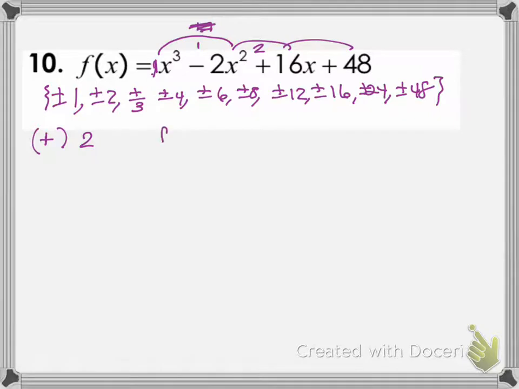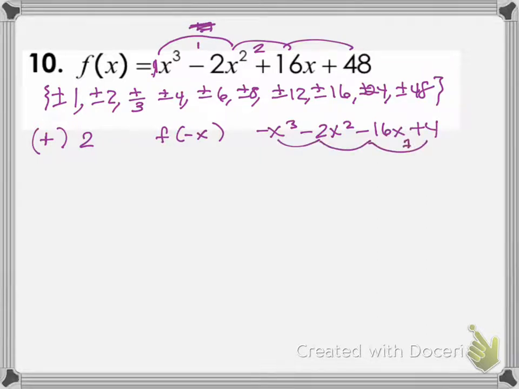And then f of negative x, if I'm trying the negative ones, would be negative x cubed, still minus 2x squared, change to negative 16x plus 48. So no change, no change. So 1. So it tells me that there is 1 negative one and 2 positive ones.